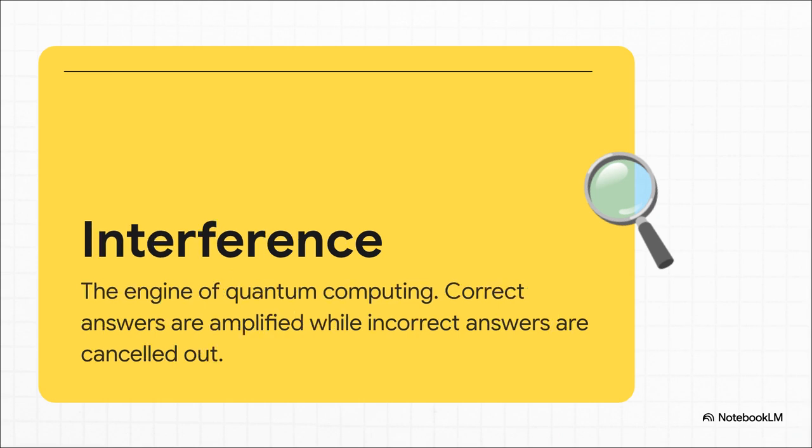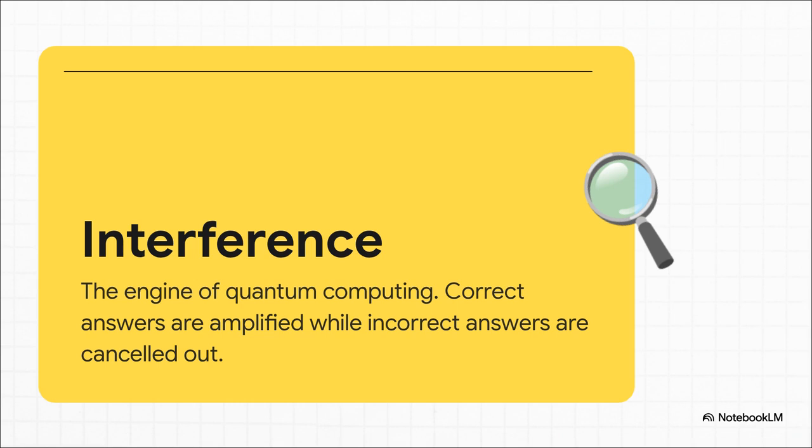Now, this third principle, interference, is arguably the most important one. This is the engine of quantum computing. If superposition opens up all the possibilities, interference is what finds the answer. Because qubits have wave-like properties, their probabilities can add up or cancel each other out.